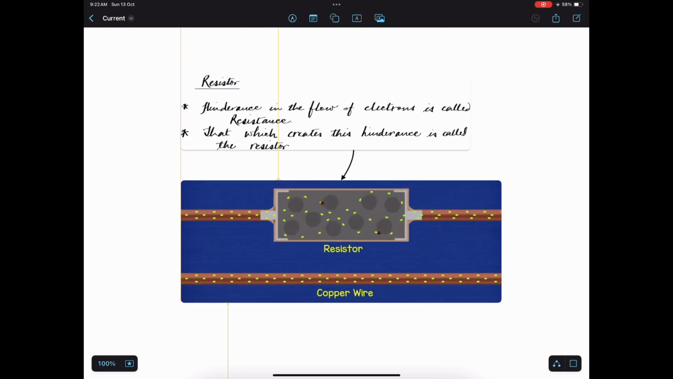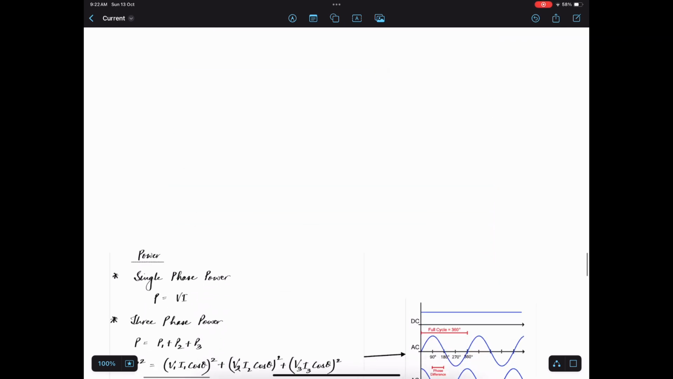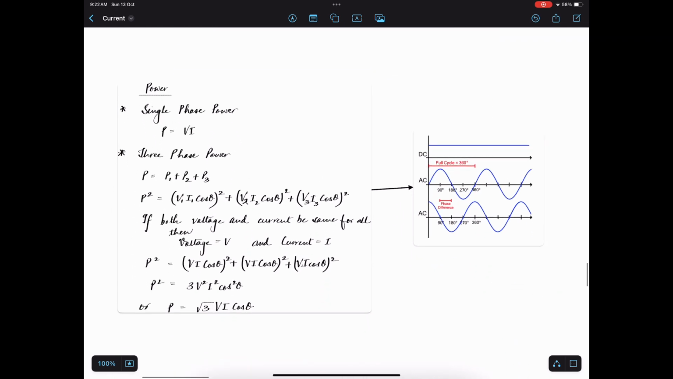Okay, so the next topic is power: single phase power and three phase power. Single phase power systems are common in residential buildings and small commercial setups. They deliver power through a single alternating voltage. Three phase power systems, on the other hand, are used for larger electrical loads as they deliver three alternating currents that are out of phase by 120 degrees. This ensures a continuous flow of power and greater efficiency in transmitting electricity.